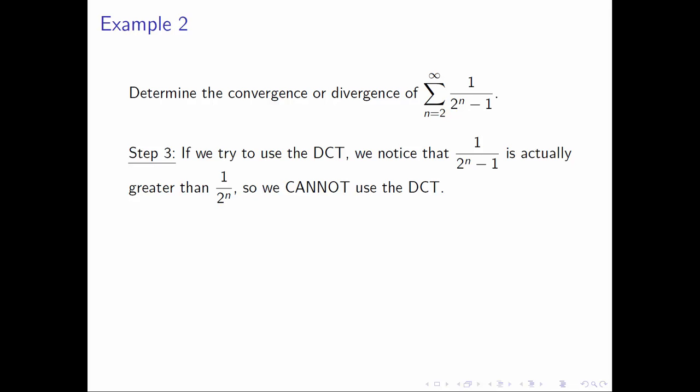However, we see by evaluating this and plugging in some values for n that this is untrue. 1 over 2 to the n minus 1 is actually greater than 1 over 2 to the n. And so we can't use the direct comparison test. The terms that we're looking at are actually larger than what we're trying to compare to, and the direct comparison test is inconclusive in this case.